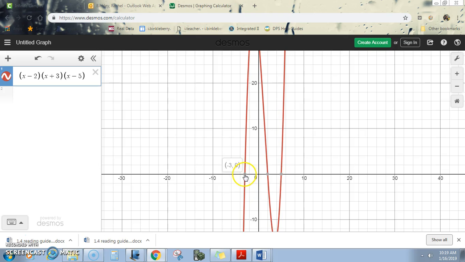Negative 3, 0 is one of the zeros because negative 3 plus 3 is 0. Positive 2 is one of the zeros because 2 minus 2 is 0. And positive 5 is one of the zeros because 5 minus 5 is 0.